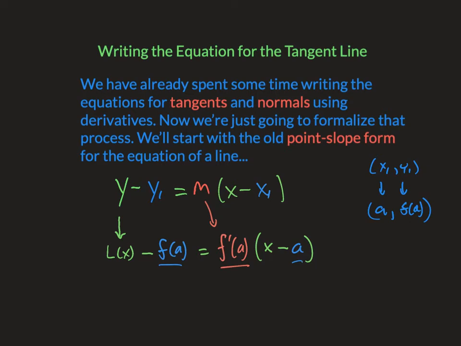If I solve this equation for L of x by adding f of a to the other side, I get what we are going to call a linearization. L of x equals f of a, because I've added that over to the other side, plus f prime of a times x minus a.